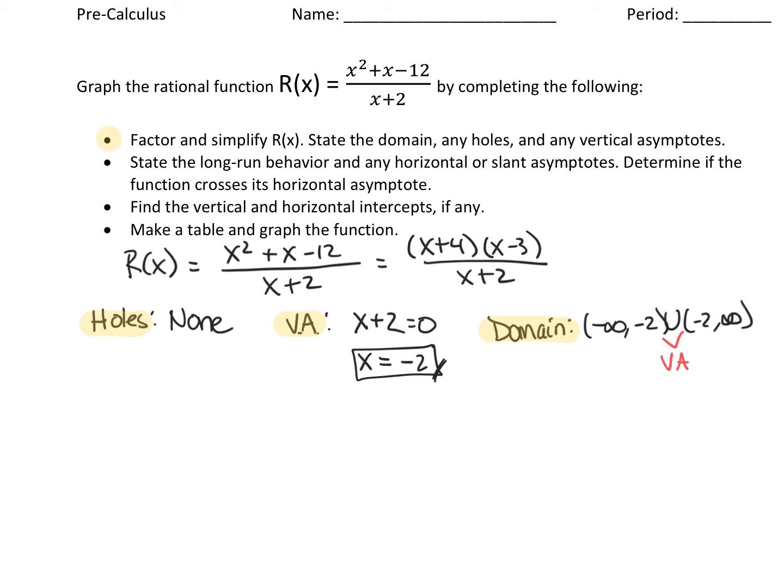The second bullet point is asking us to state the long-run behavior in a horizontal or slant asymptotes. Now, I've already told you that we're going to be dealing with slant asymptotes, as is the title of this video, but how do we know that we're going to be dealing with our slant asymptotes?